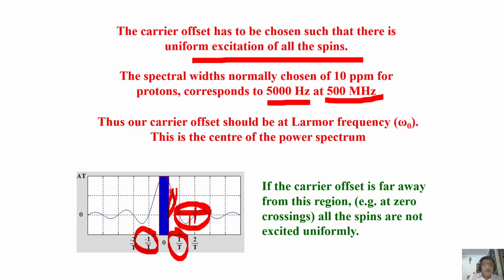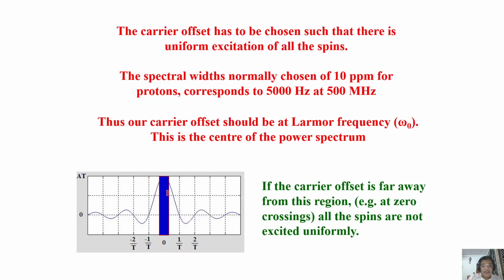In which case, you have to choose the spectral width and carrier offset in such a way that you focus on this region. When you focus on this region, then this is quite a bit. In fact, we calculated earlier for a 10 microsecond or 5 microsecond pulse width of proton, this is about 100,000 hertz, 200 kilohertz will be there. And in this region, this is very small. All I require is only 5,000 hertz.